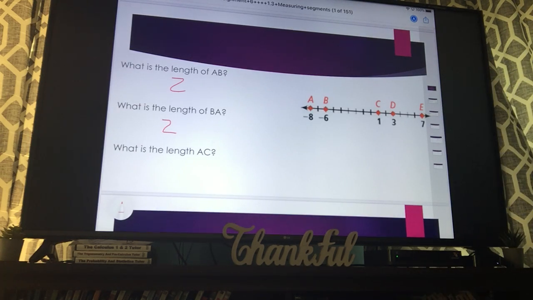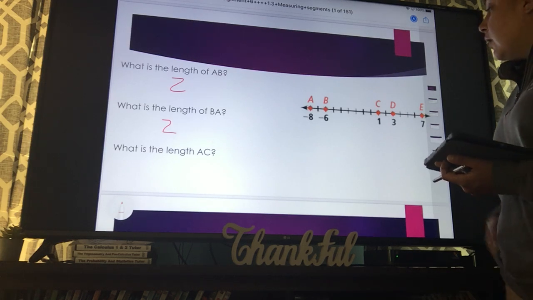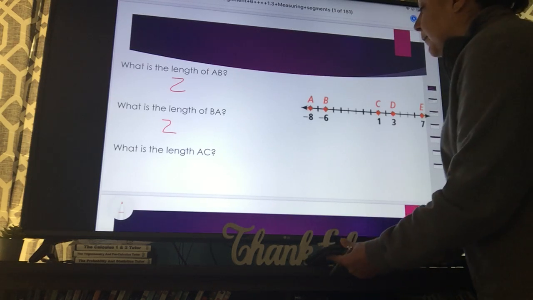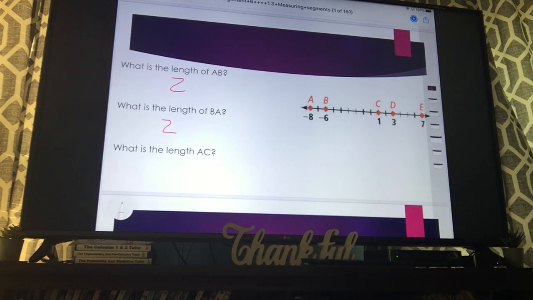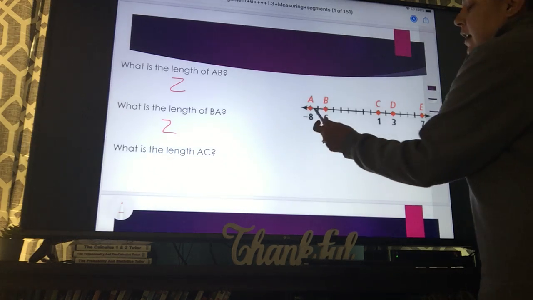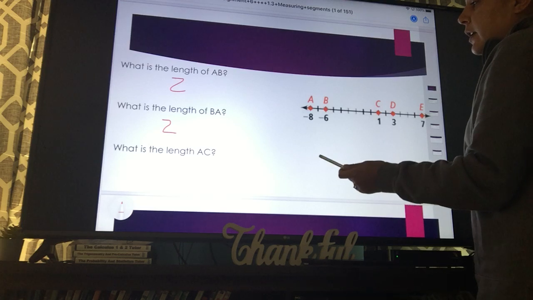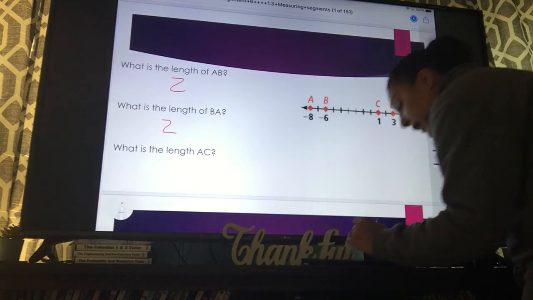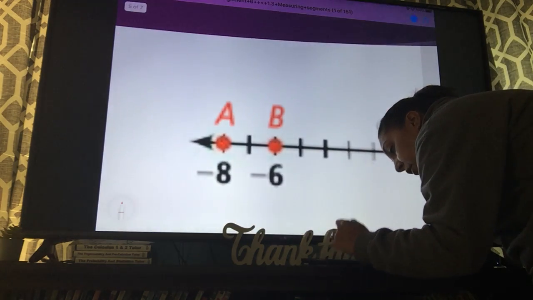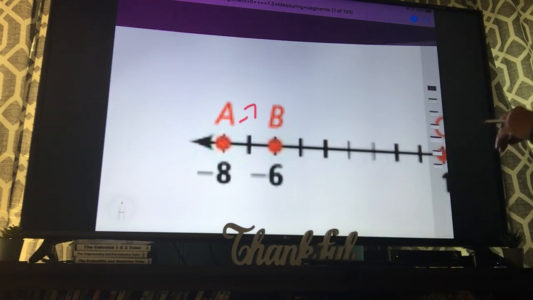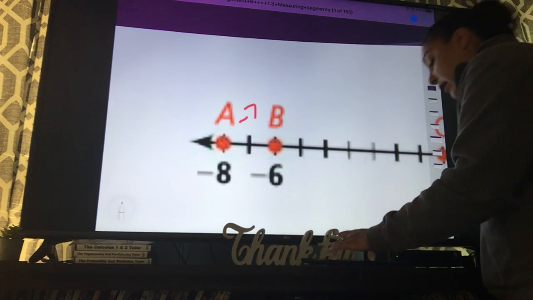The next one says, what is the length of AC? Okay, so some of these you need to pay attention to the tick marks in the number line. By that I mean make sure it doesn't skip by 2s or by 10s. Okay, so in this case we can tell because A is negative 8 and B is negative 6, and there's one tick mark in between, that one is negative 7. So like if you zoomed, you could say that this point is negative 7. So you know that every tick mark, okay, is 1 unit.